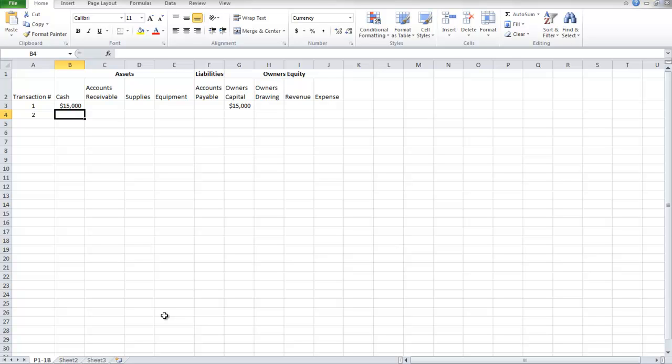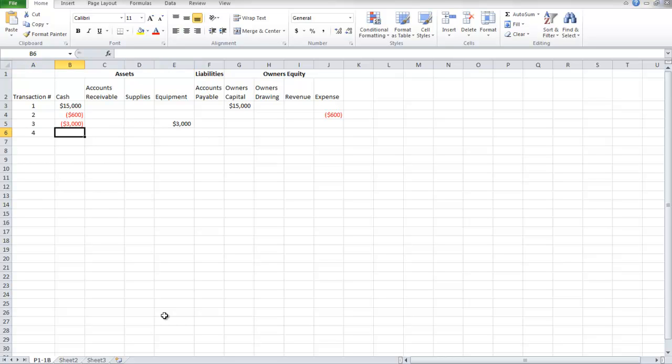Transaction number two says that they paid $600 cash for office rent. So there's a decrease in cash of $600, and we have a rent expense for $600. Transaction number three says that they purchased office equipment for $3,000 cash. So the cash account decreases by $3,000, while the office equipment account increases by $3,000.